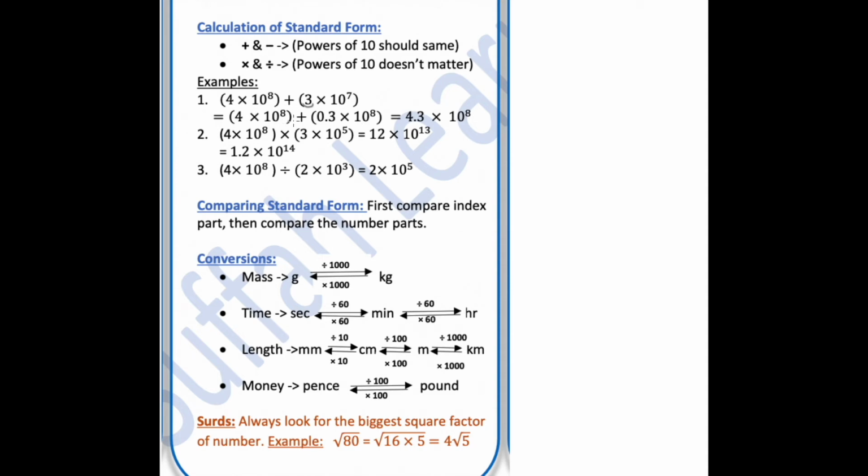Now look, they are both the same. So now you can add the number part with the number part, and the power part remains the same. So you will get 4.3 times 10 raised to the power 8. You will do the same in the case of subtraction.